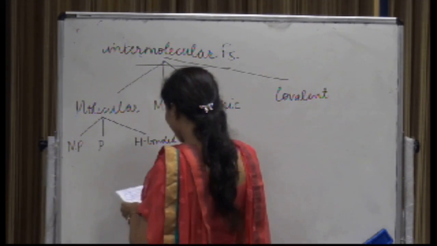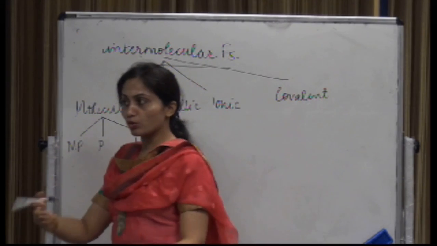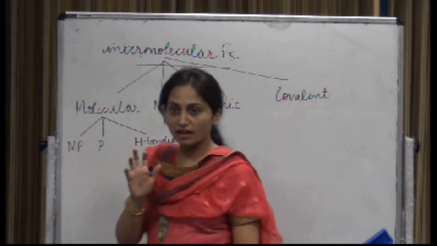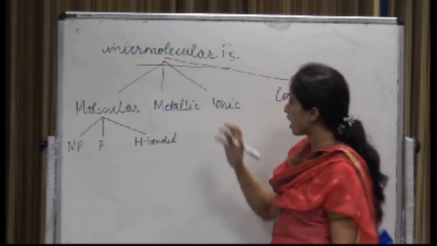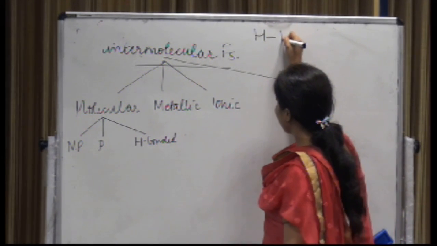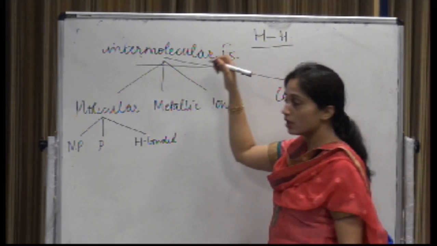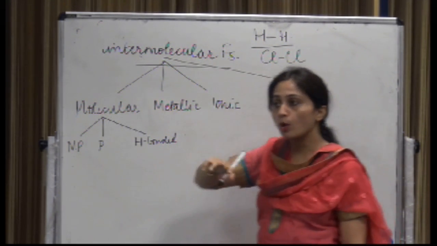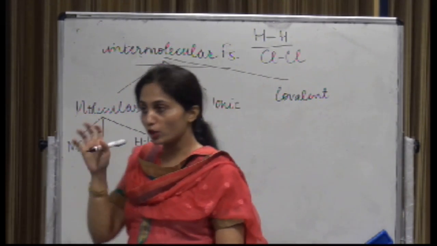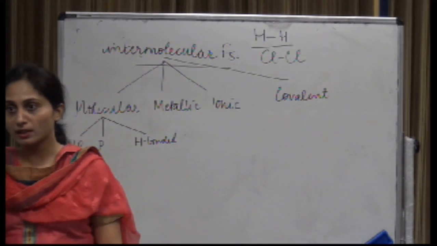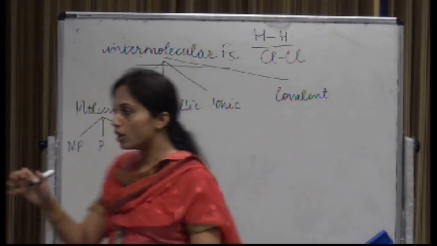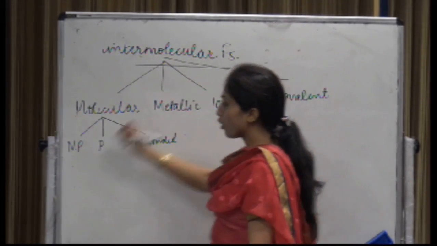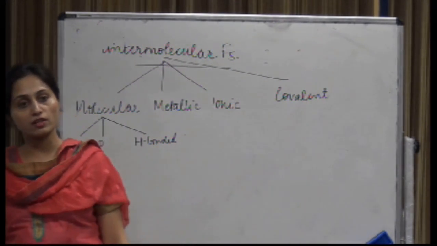Now non-polar are the ones which have no charge separation. We talk about polarity only whenever there is a charge separation. So if we talk about H2, there is no charge separation. We talk about a solid Cl2, there is no charge separation. So homonuclear diatomic. Homo means same. Diatomic means a molecule of two atoms. So homonuclear diatomic molecules generally form a part of non-polar solids.